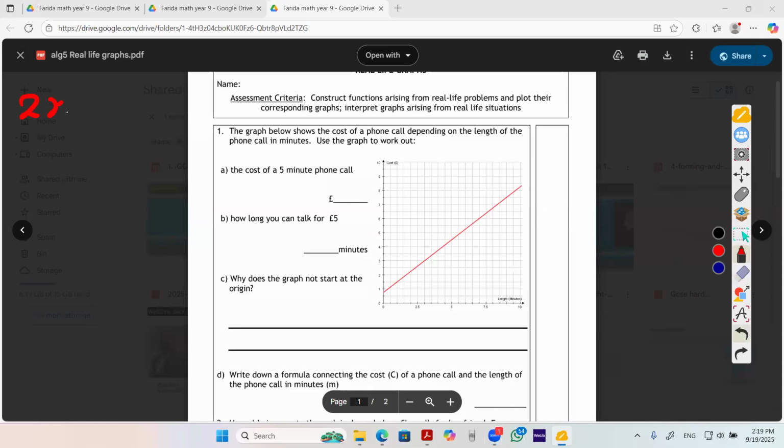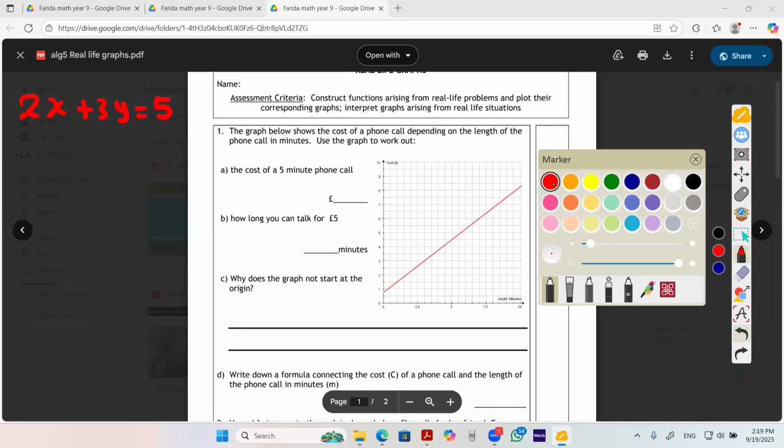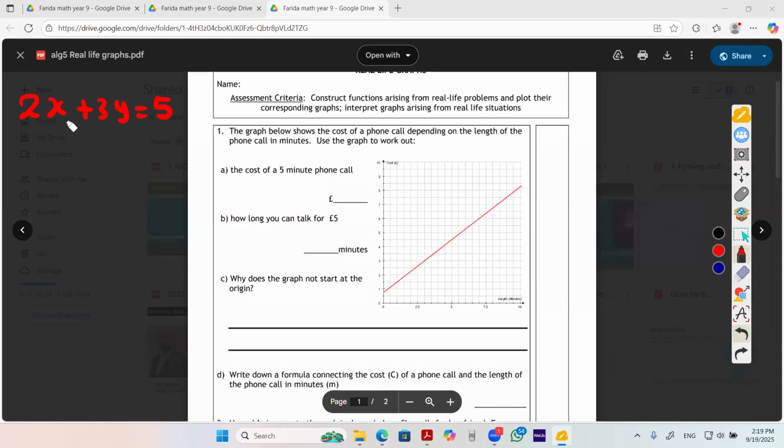2x plus 3y is equal to 5. This is called the equation of straight line. What is the meaning of equation of straight line? It means an equation that has two variables, x and y, and each one of them is of first degree.